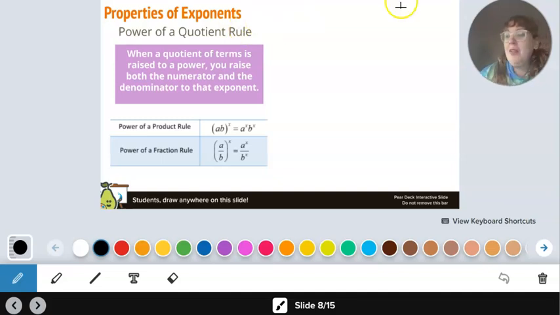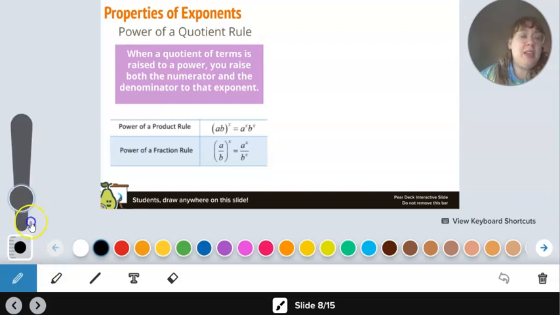Alrighty, hello, wherever you're coming from. I hope that you're feeling good and comfy and cozy. We're going to keep working through this Peardeck together, and this is all on different properties of exponents.